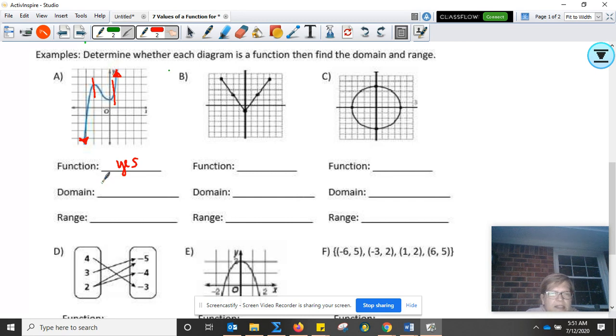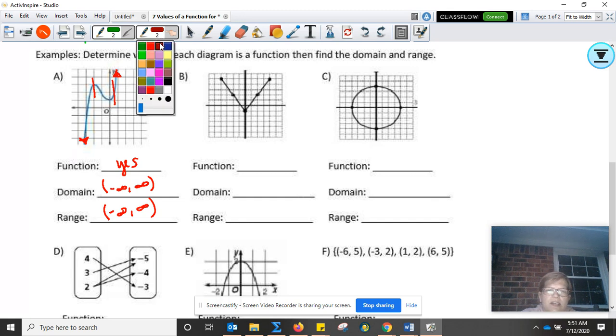So one way to write this, parenthesis, negative infinity, comma, infinity. And we use parentheses because we don't know what the endpoint is. We don't know what the stopping number is. And the range, that's your y values. Once again, those arrows tell us it keeps going. So the range is going to be the same, negative infinity, comma, infinity. All right? So let's look at B. Is that one a function? Does the vertical line test, when you do the vertical lines, does it cross through the graph more than once? No. So yes, it's a function.